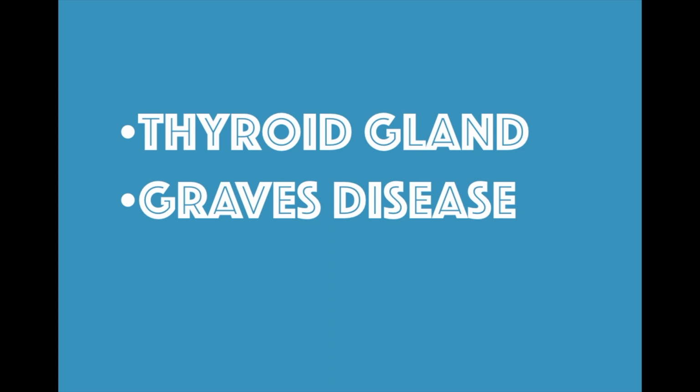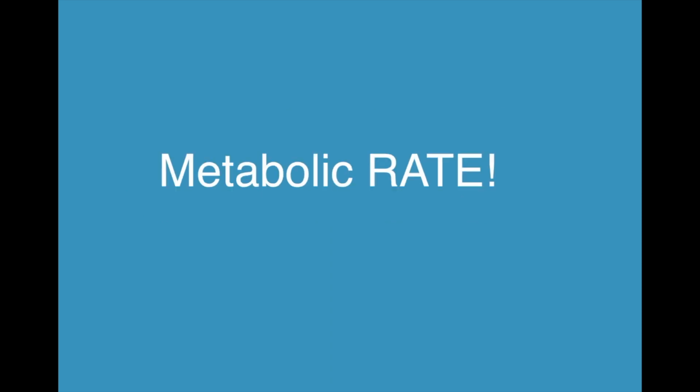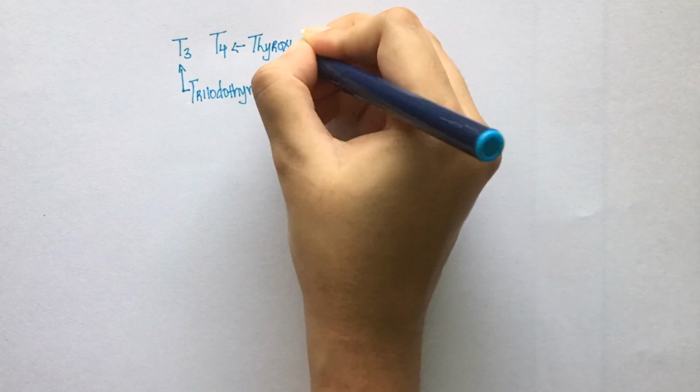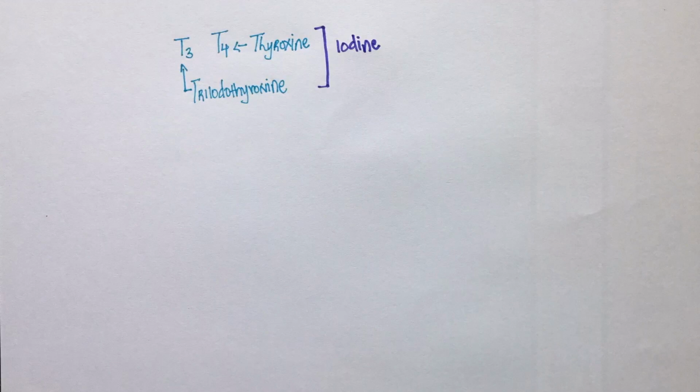Hello everyone. In this video, I'm going to give you an overview of the thyroid gland and explain Graves' disease. The thyroid gland's main function is to control our body's metabolic rate. It does so by producing triiodothyronine and thyroxine. Both of these hormones contain iodine.